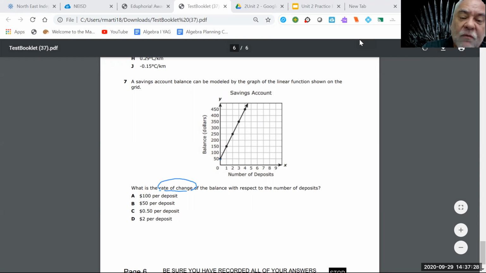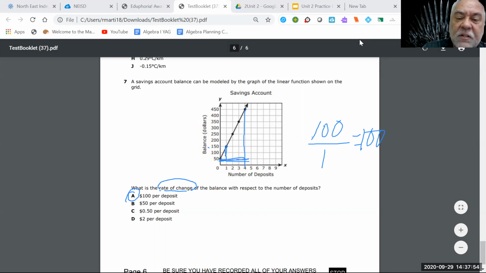Okay, 50 to 150 is the rise. Okay, so 150 minus 50 is 100. And the run is just 1, 0 to 1. So it's 100. Answer A. It's that easy.